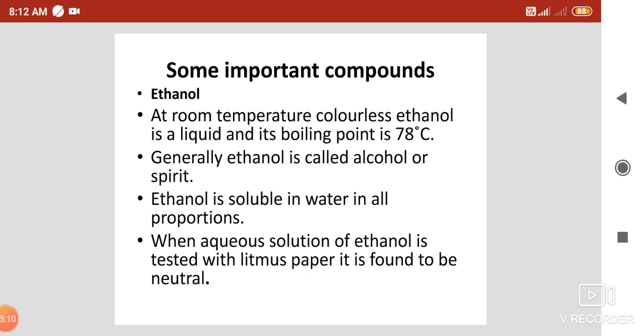Let us see some common important compounds. The first compound is ethanol. Ethanol at room temperature is a colorless liquid and its boiling point is 78 degrees Celsius. Generally, ethanol is called alcohol or spirit. Ethanol is soluble in water in all proportions. When an aqueous solution of ethanol is tested with litmus paper, it is found to be neutral, meaning it is neither acidic nor basic.